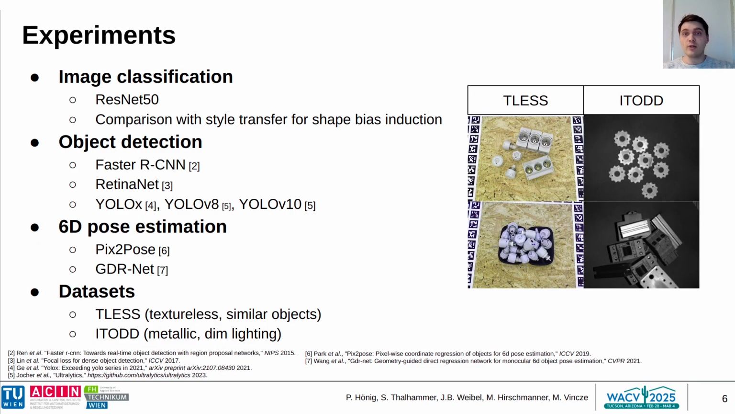So, how do we evaluate our method for inducing this shape bias? First, we want to directly compare to the shape induction via the style transfer and analyze the influence of texture randomization onto image classification. We then continue with an evaluation of 5 object detectors and 2 pose estimation models. All experiments are performed using the TLES and ITOT datasets. TLES features 30 textureless objects, some of them very similar, and ITOT features 28 metallic objects with dim lighting, so 2 datasets with very challenging object materials and conditions.